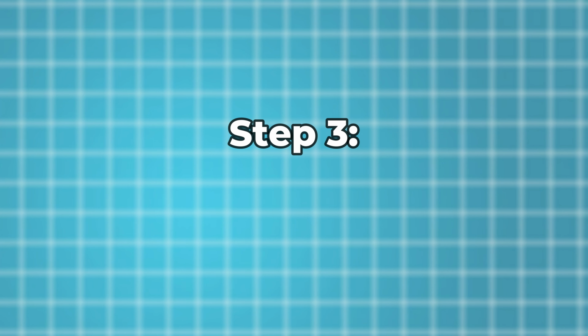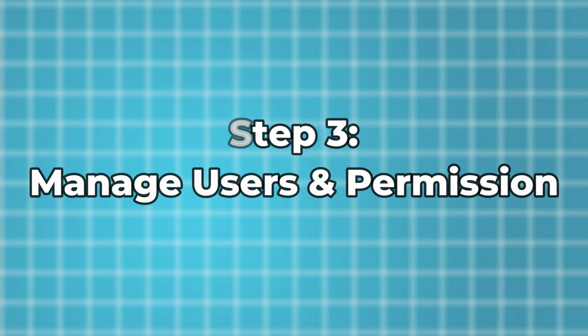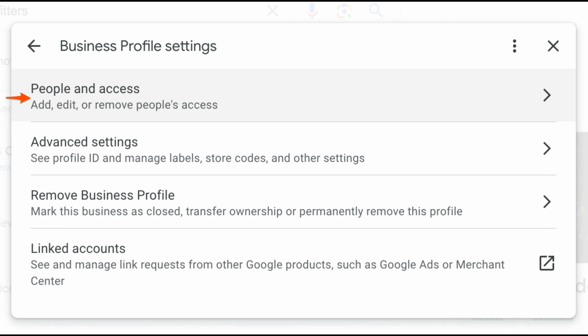Step 3. Manage users and permissions. Within the business profile settings, you'll find the Users and Permissions option. Click on this to access the manager settings for your Google Business profile.